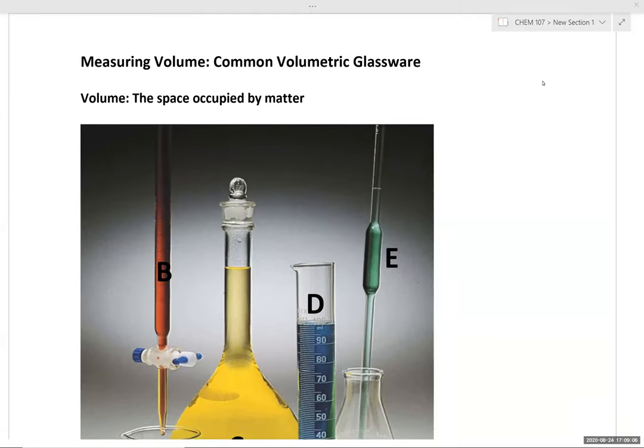Okay, so continuing on with our lecture for Unit 1 or Chapter 1, we're now going to talk about methods and devices to measure volume. And we're going to talk about some of the common pieces of volumetric glassware. So volume, just as a refresher, is the space occupied by matter.